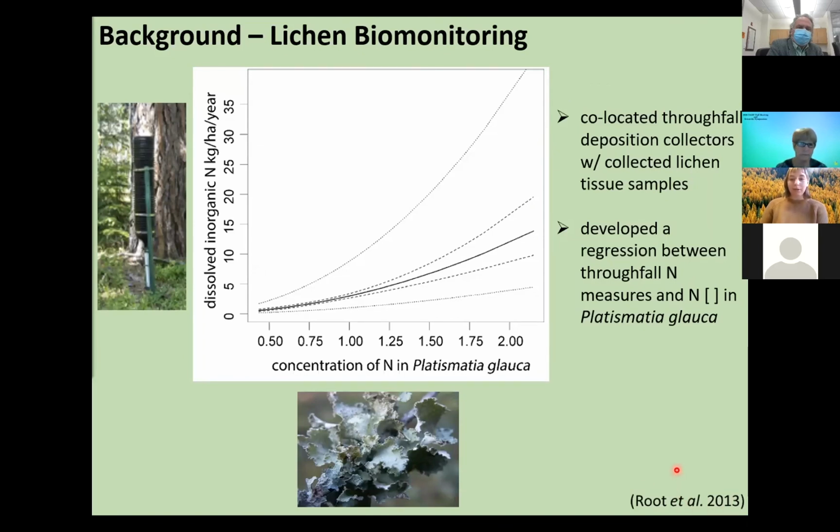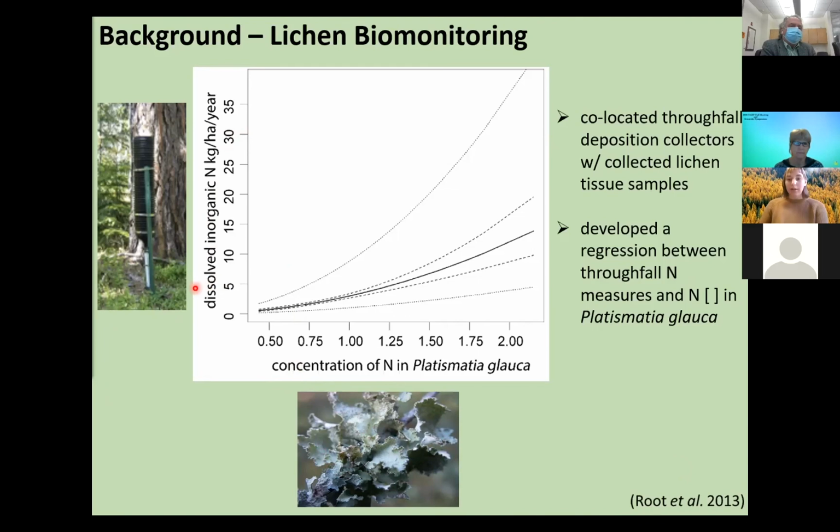In a study by Root et al. 2013, researchers co-located throughfall nitrogen deposition collectors with nitrogen concentration of collected lichen species. And here you can see the concentration of nitrogen in Platismatia glauca along the x-axis, and the dissolved inorganic nitrogen in kilograms per hectare per year along the y-axis.